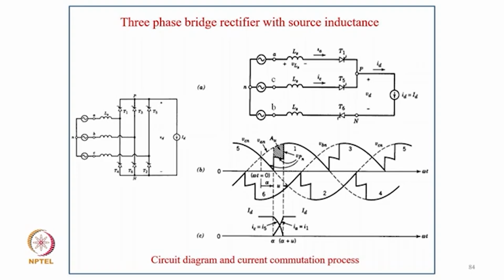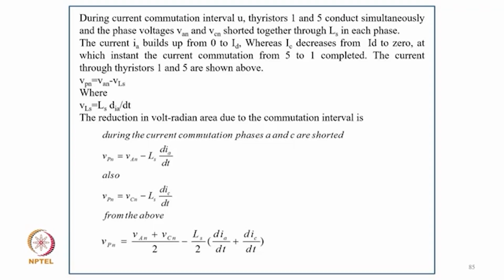Now the three-phase rectifier with the source inductance. So the effect of source inductance, you can see how we lose the voltage and the current in one thyristor going down, another coming up, and the load current remains constant and continuous. During the current commutation interval mu, thyristors 1 and 5 conduct simultaneously, and the phase voltages are shorted together through the Ls in each phase. The current Ia builds from 0 to Id, while Ic decreases from Id to 0, at which instant the current commutation from 5 to 1 is completed. The currents through thyristors 1 and 5 are shown.